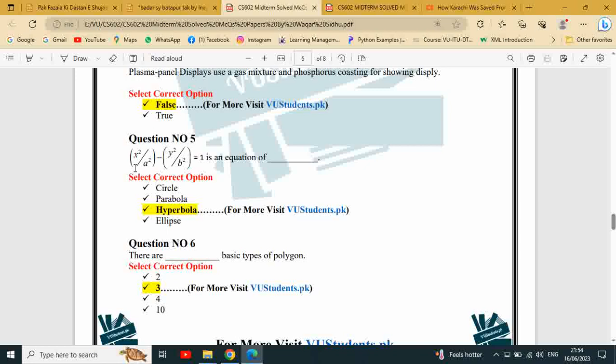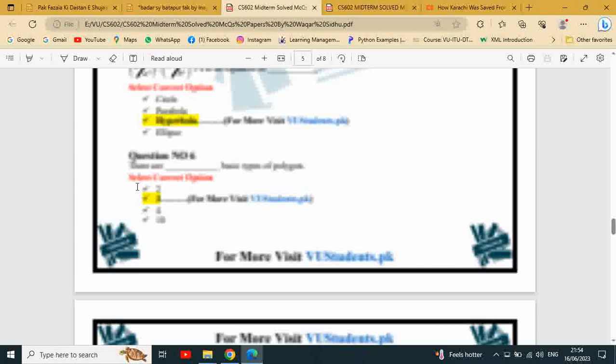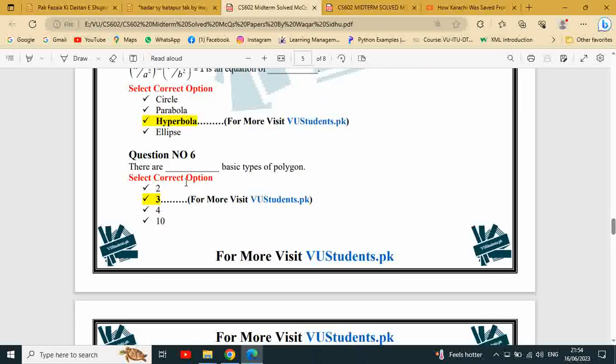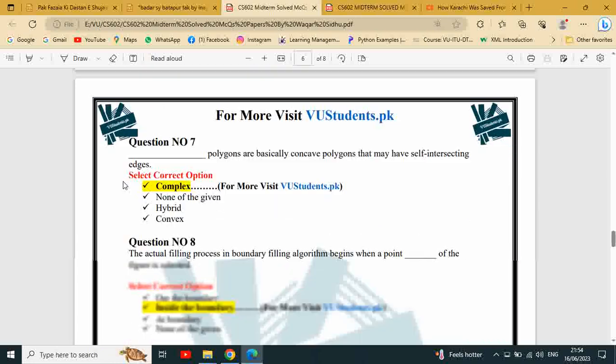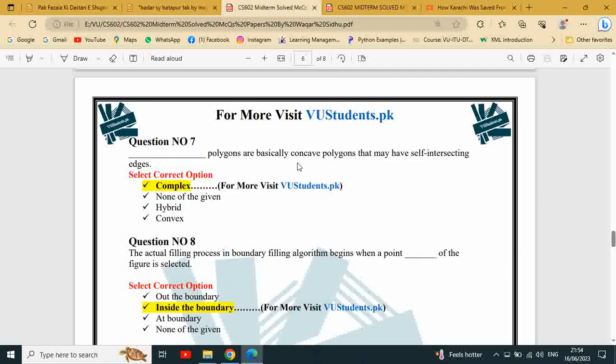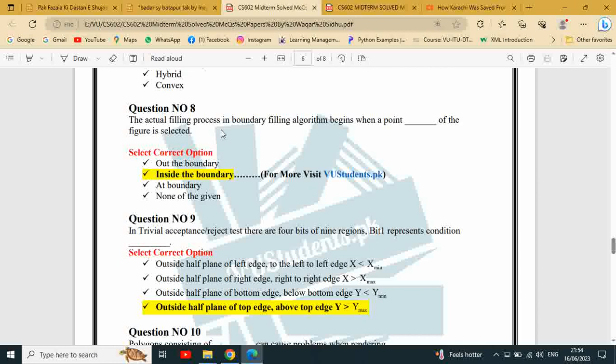False. x squared divided by a squared minus y squared divided by b squared is equal to 1 is an equation of hyperbola. There are dash basic types of polygon. There are 3 basic types of polygon. Dash polygons are basically concave polygons that may have self-intersecting edges. Complex polygons.